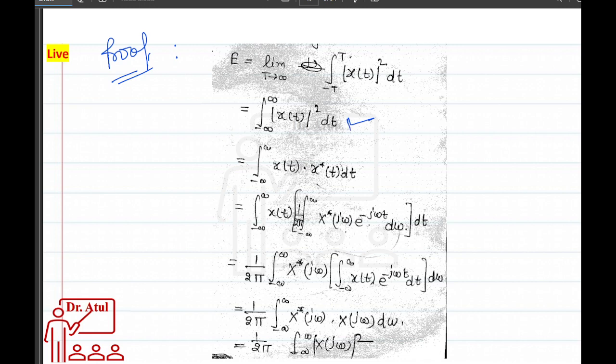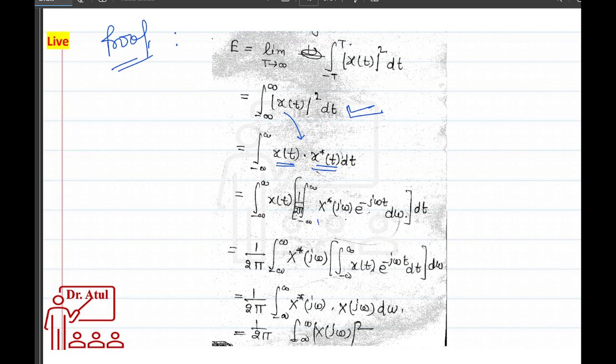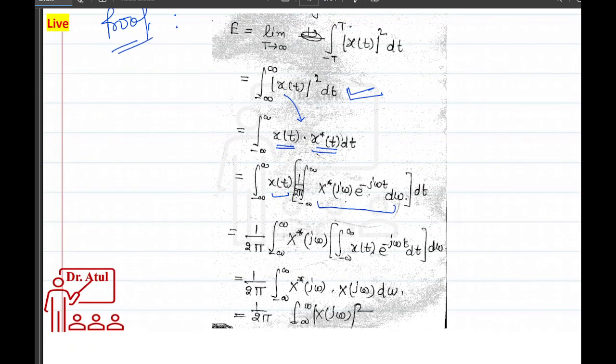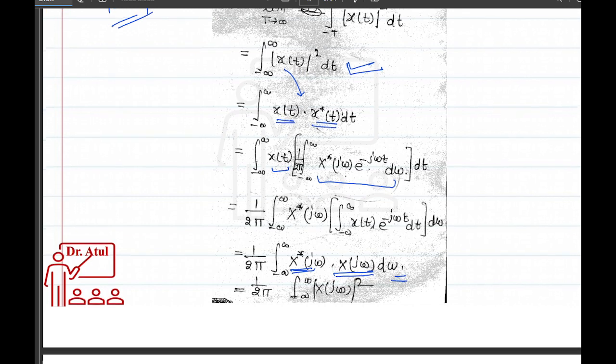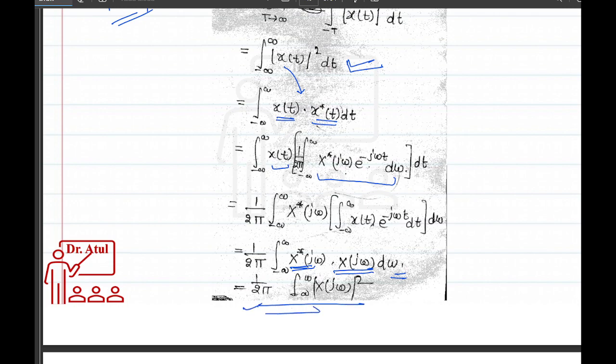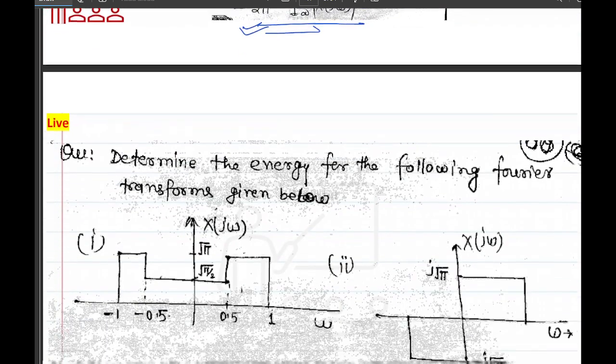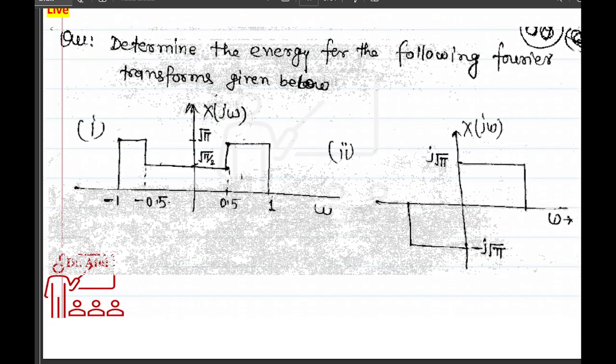Simple. Now I can write x(t) times x star(t), and x star(t) can be expanded like this, and x(t) is the same. So 1 upon 2 pi will come out, and X star(j omega) into X(j omega) d omega, which is |X(j omega)| squared. So 1 upon 2 pi is extra, the remaining is the same. You have to remember only 1 upon 2 pi. Okay, let us take some examples of this.